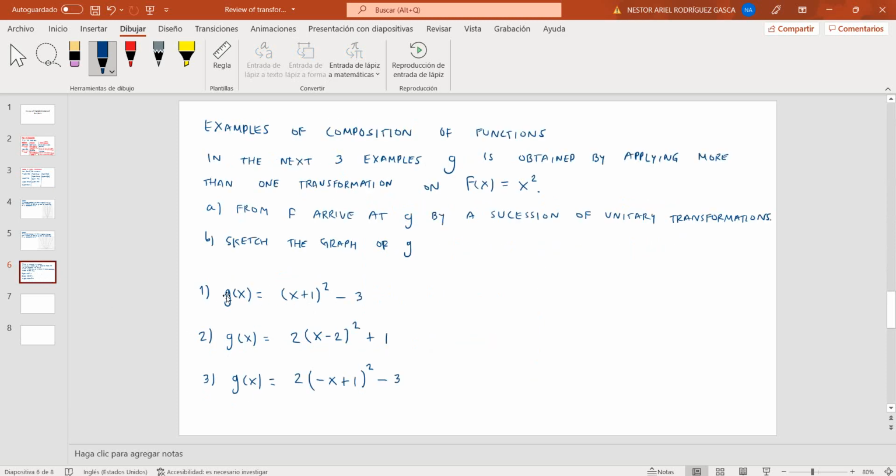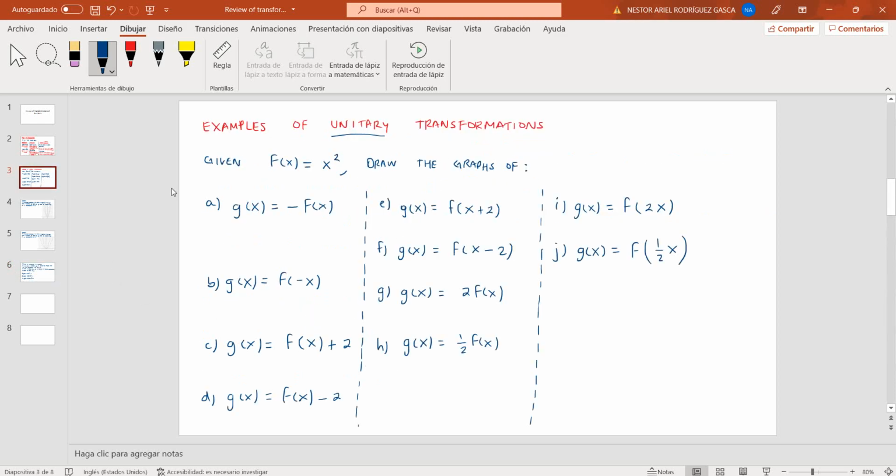Because as we have seen, and let me go ahead a little bit, for example, in this case, we can see that g is a transformation of this parent function, right? Take a look at this, take a look at that. So this is a transformation on the quadratic parent function, but it's not just one transformation, it's more than one. So I'm calling this composition of functions because you're applying one transformation after the other. And in this other case, I'm just applying one transformation. So that's why I'm calling them unitary transformations. So for us, we can call them this way.